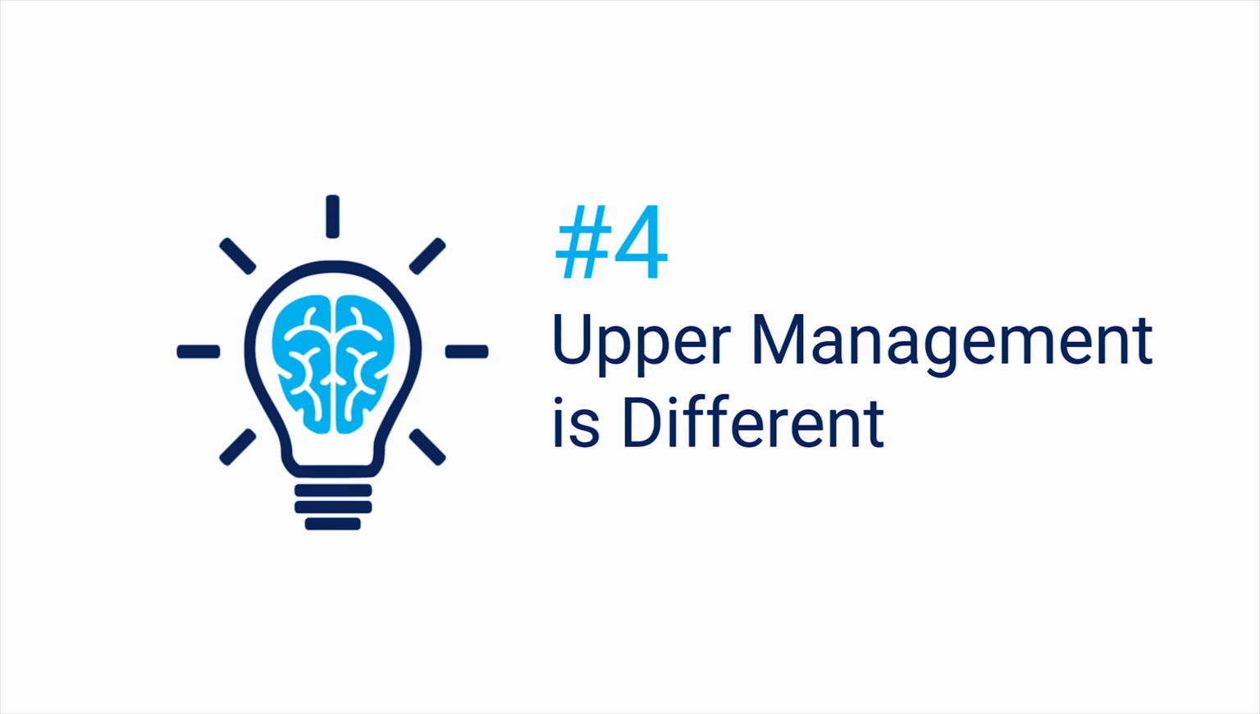4. Upper management is different. The types higher up on the corporate food chain tick a little bit differently to the common folk. The main variable is time. They generally don't have it. You need to adapt your communication accordingly.